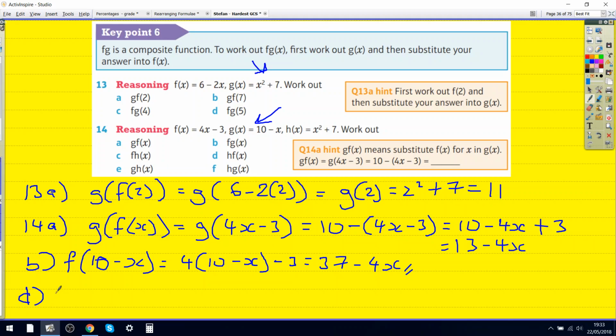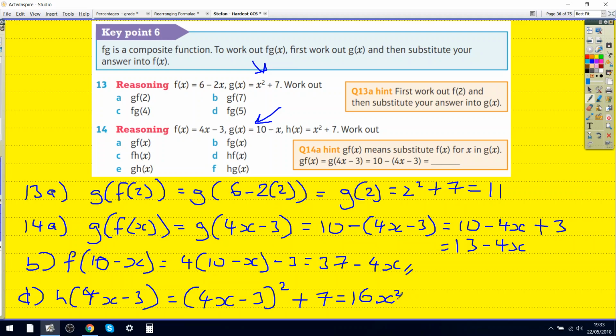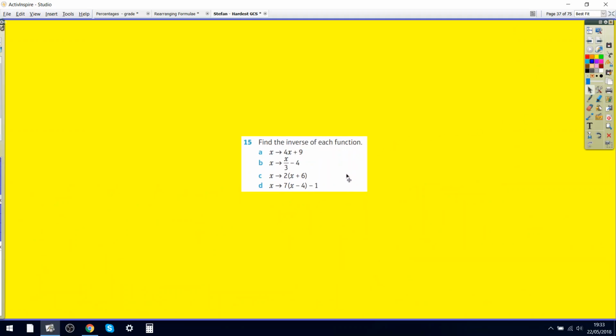So f of x is 4x minus 3, and the h of x is x squared plus 7. So 4x minus 3 squared plus 7. So that is 16x squared minus 24x plus 9 plus 7, which is 16x squared minus 24x plus 16. Any questions there? That's okay. Yeah, you've got it.